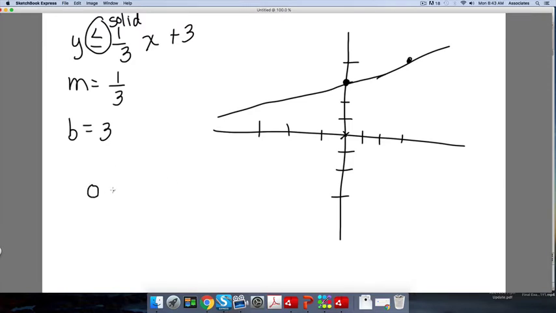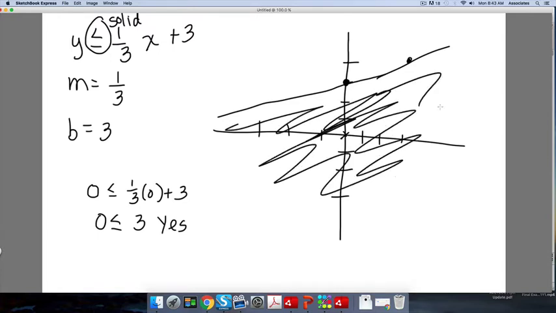So here I'm going to substitute in for y0 and for x0. Is 0 less than or equal to 1/3 of 0, which is 0, plus 3, which is 3? Is 0 less than or equal to 3? Yes. So I'm going to shade the side that has the origin on it. And there's my answer. So pause the video if you need to.